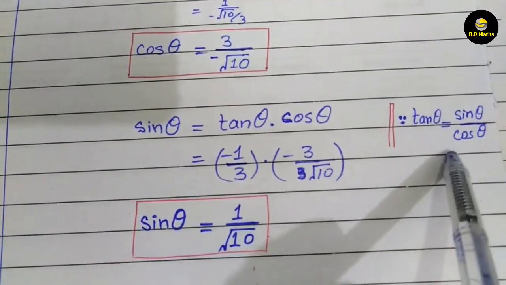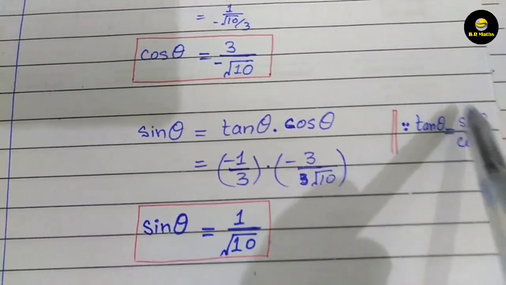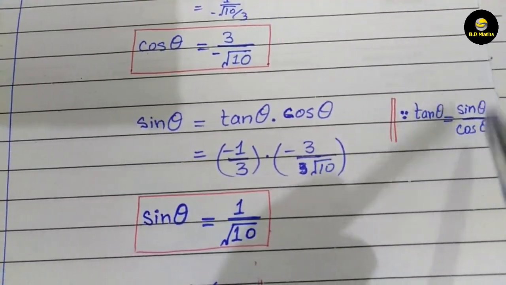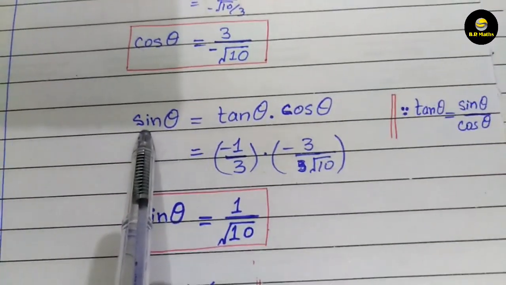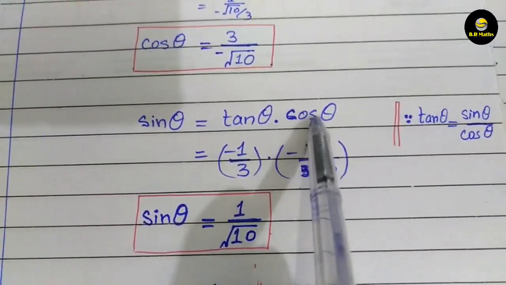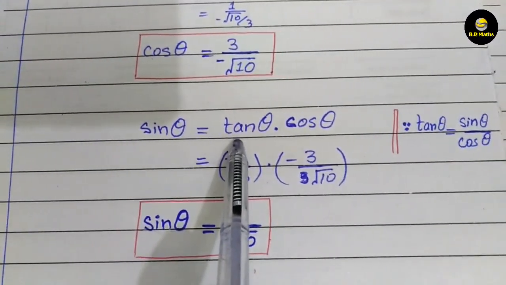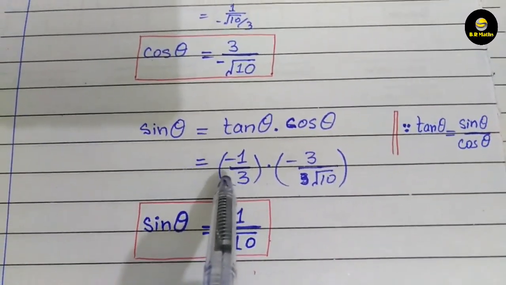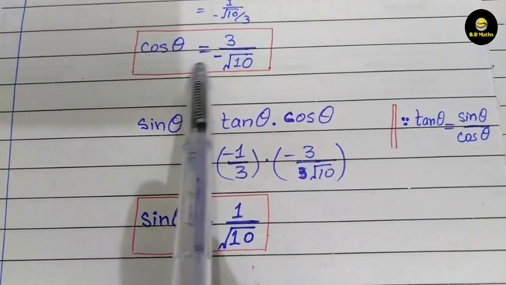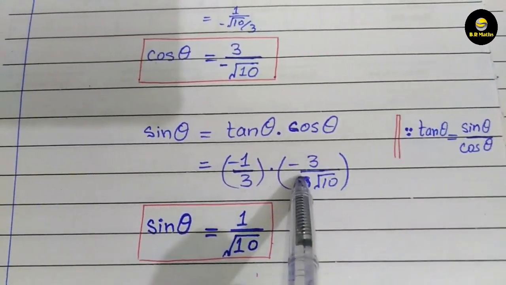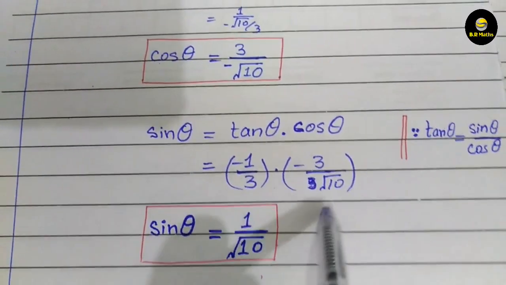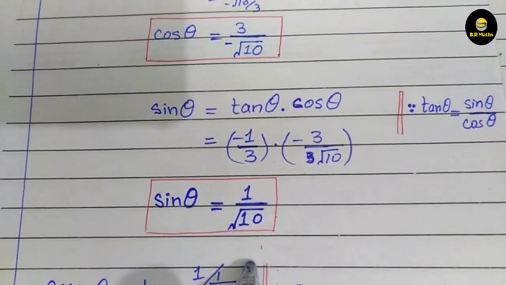Now tangent theta is equal to sine over cos, and cos becomes a multiple when moved from right to left. So the relation becomes sine theta is equal to tangent theta multiplied with cos theta. The value of tangent theta given in the question is minus 1 over 3 and the value of cos theta is minus 3 over square root 10. So minus 3 cancels, minus minus is plus, and the result is sine is 1 over square root 10.